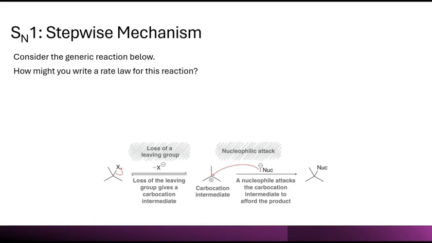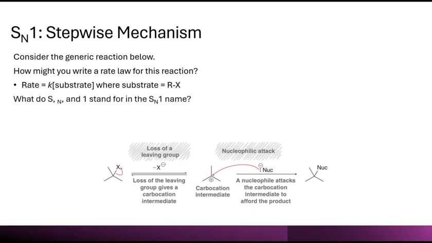How might we write the rate law for this reaction? Well, the rate is going to be based really on how easily the leaving group leaves the substrate, where the rate then equals the rate constant times the substrate's concentration, where the substrate is RX.